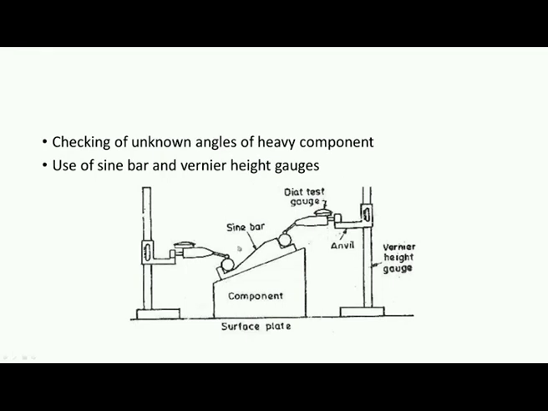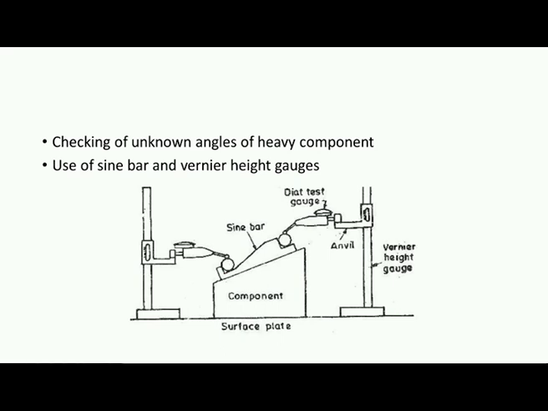We can place the sine bar as shown here. You can see the top surface of the sine bar is in contact with the heavy component. The cylinders are on the other side. Now, we can use Vernier height gauges to check H1 and H2. So, we can always use the Vernier height gauge to check this height.